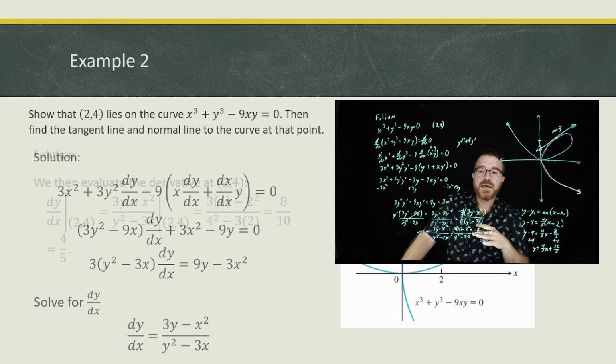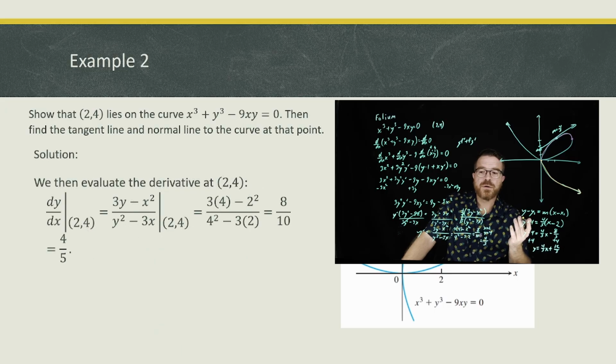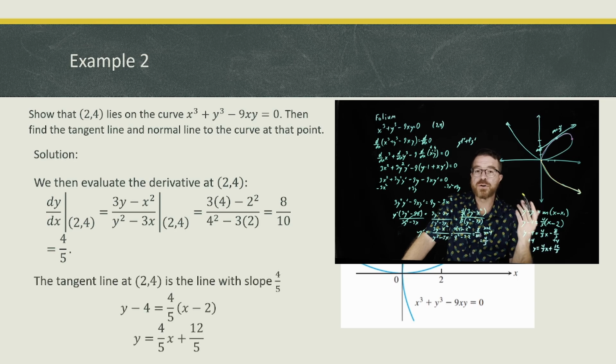Then we plugged in our point (2, 4), and if you look here, we get that it was 8/10, which we simplified to 4/5. And then last, we plugged in our slope of 4/5, our x value of 2, and our y value of 4 into our point-slope formula, and we were able to get the exact same thing.